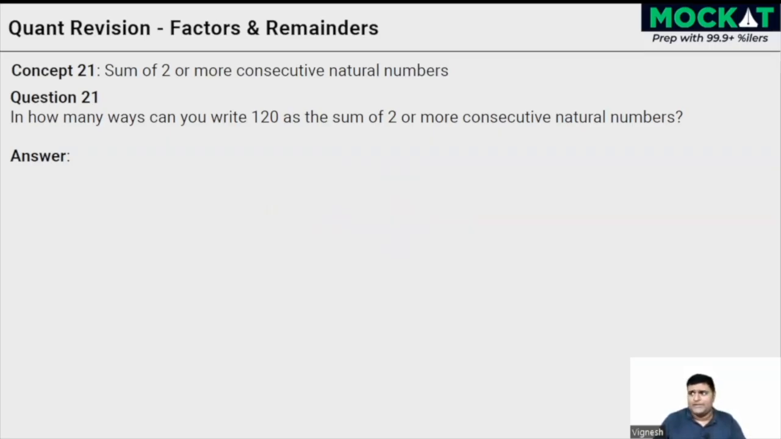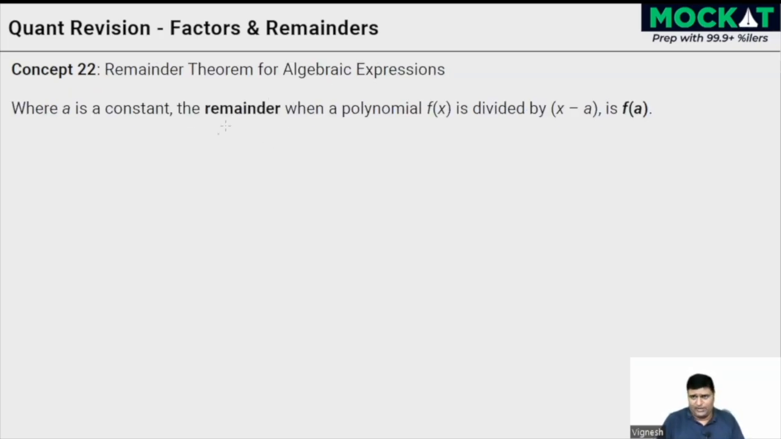Okay. So now, very quickly, we're coming to the last part of this lesson. Remainder theorem for algebraic expressions. Where a is a constant, the remainder when a polynomial f of x is divided by x minus a is f of a. So what does this mean over here? Let's just take it up with an example.